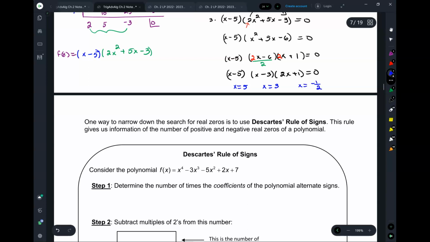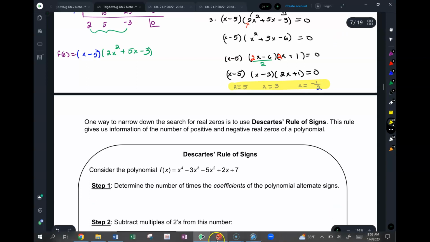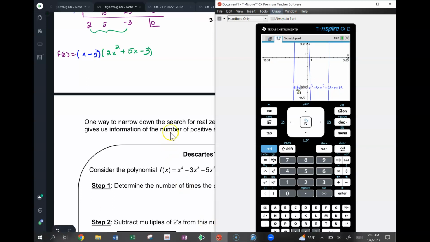So if you forgot how to factor, let's go over that in bonus, yeah? Okay. So those are the three answers. And how should we write them? Just like that? Just like that. Okay. And you see how it's consistent with what you got here, okay?